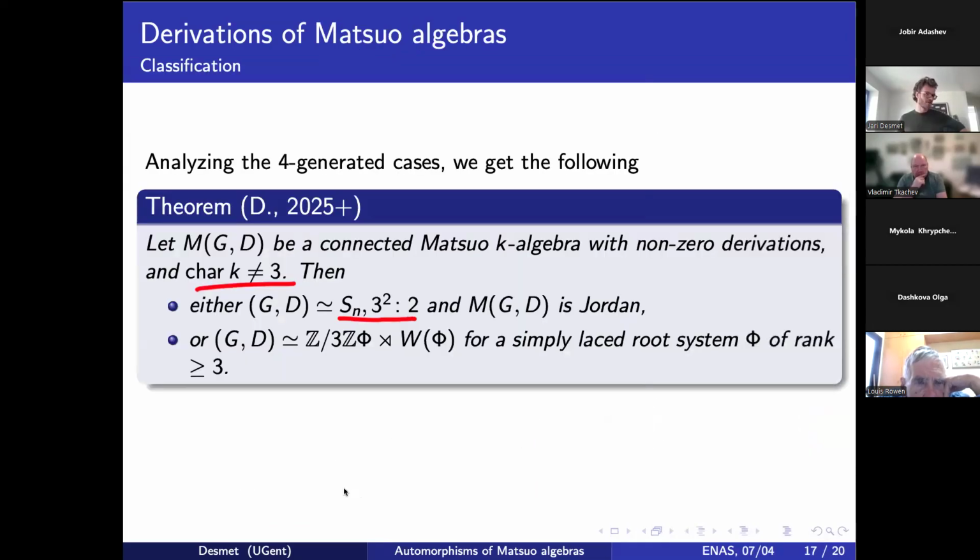So really you have these Jordan cases, then you have one more infinite family of things that are not Jordan but do allow for non-zero derivations. And then you have a whole bunch of families that have no derivations and thus have a finite automorphism group. That's kind of what I wanted to say. So it turns out that these Jordan algebras tend to be very, very different from Matsuo algebras.